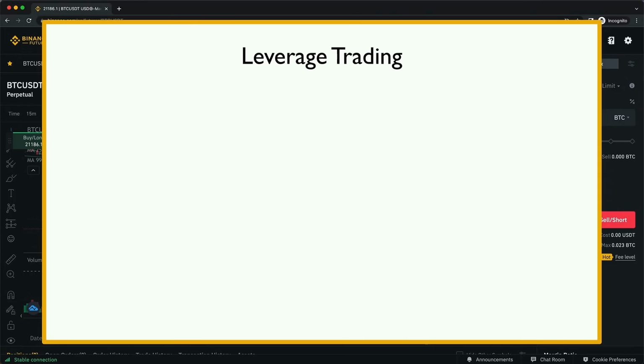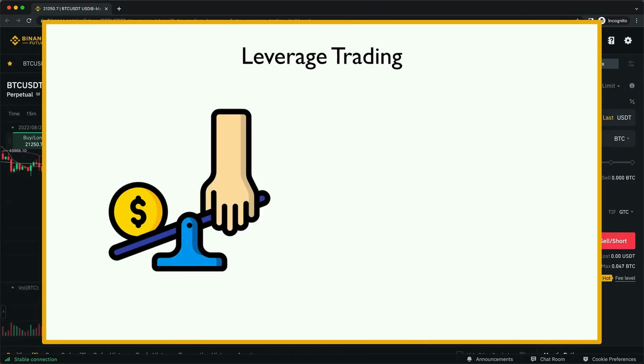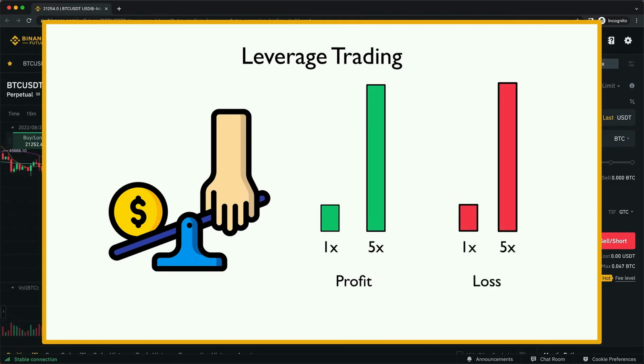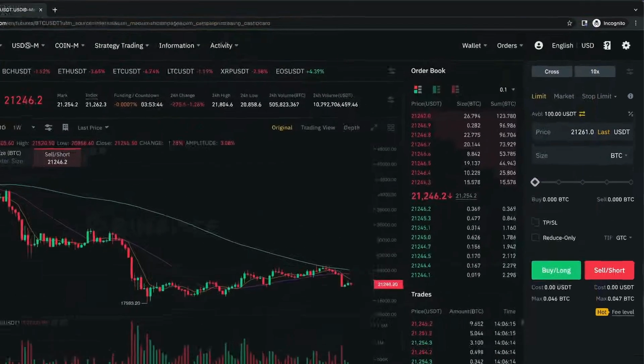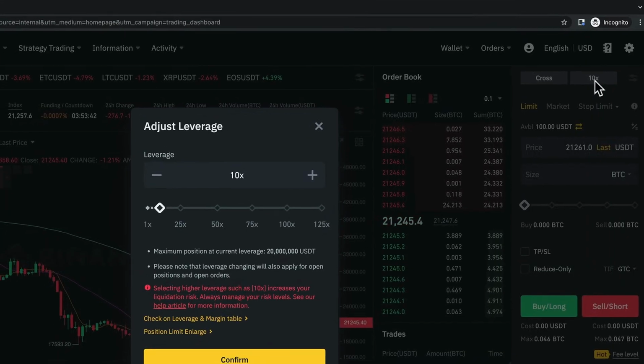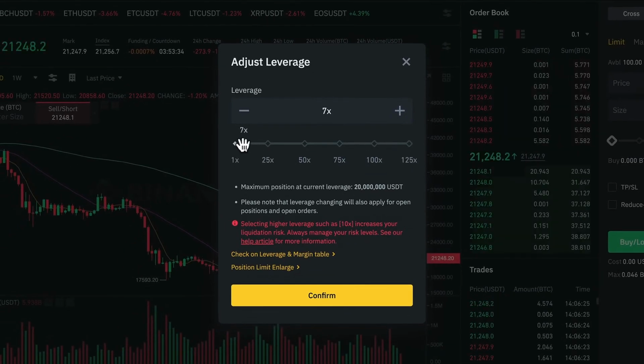Now let's look at leverage. Leverage trading is one of the main reasons why people want to trade futures in the first place. Using leverage simply means that we're able to exaggerate our profits, but also our losses. So we can click here to adjust the leverage of our trades. It goes from 1x all the way up to 125x, which is insanely high.